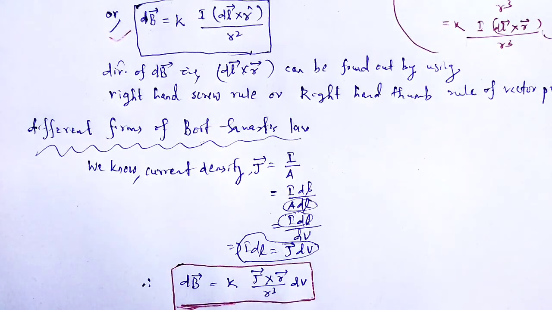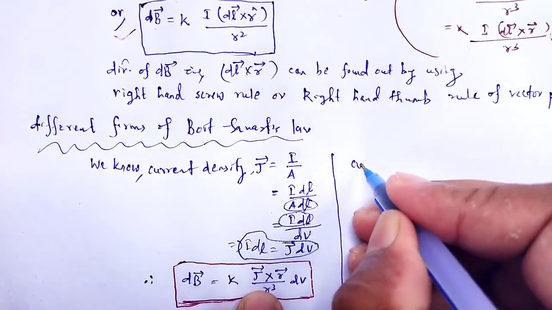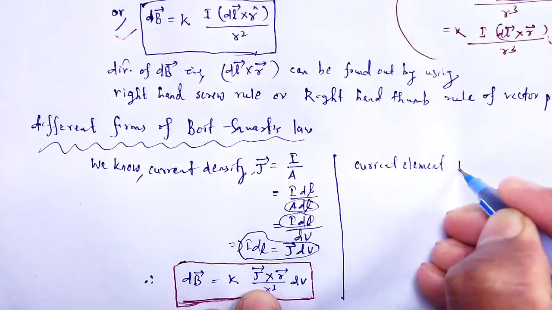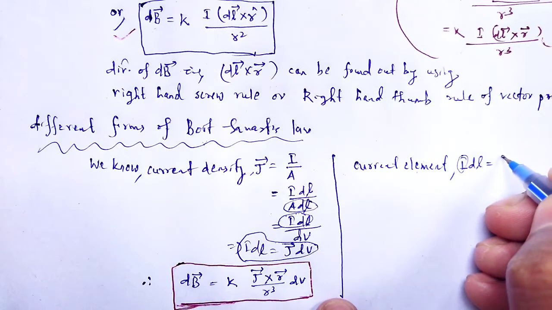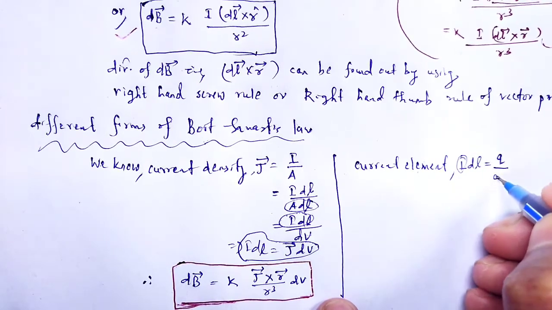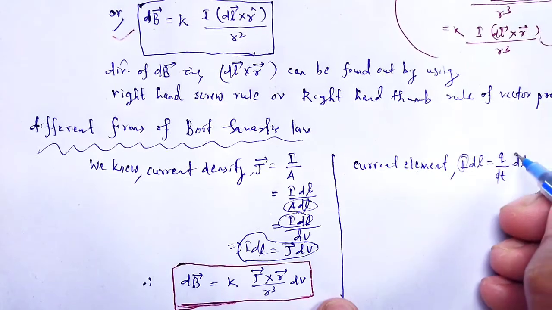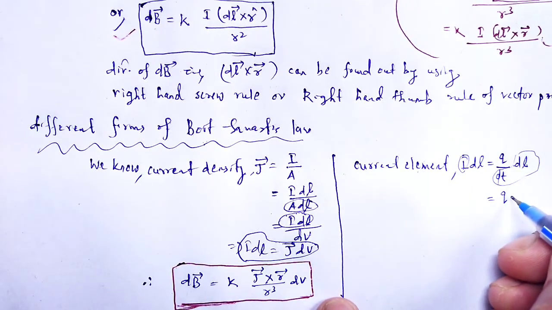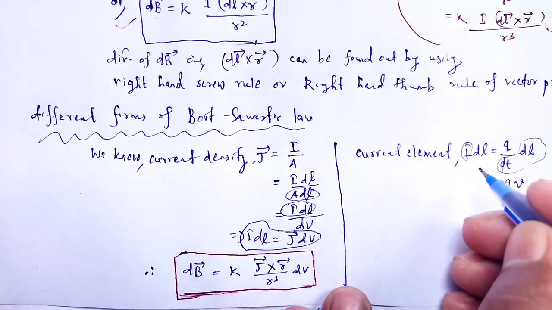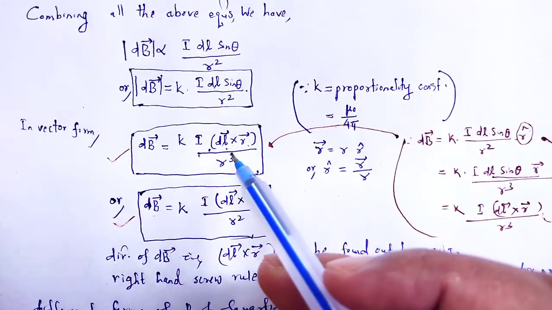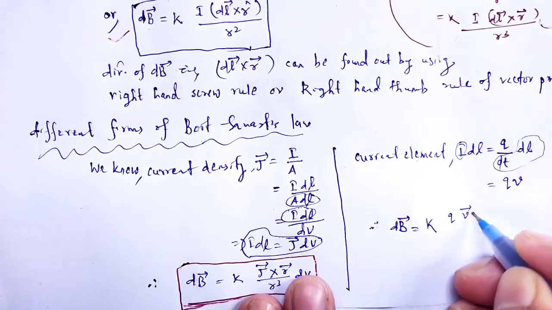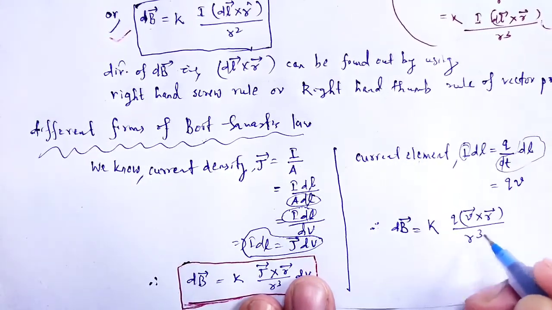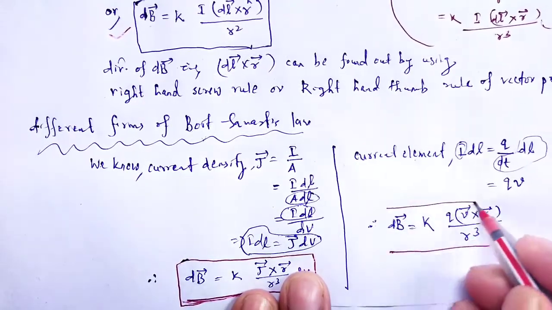Next form, in terms of charge and velocity. The current element I dl, in place of current I can write dq by dt. So there will be the charge q, charge divided by time dt into dl. So dl by dt is nothing but the velocity term. I dl is equal to qv. In place of I dl I substitute qv, therefore dB, the magnetic field intensity, is equal to k q v cross r divided by r cube. This is Biot-Savart's law in terms of charge and velocity.